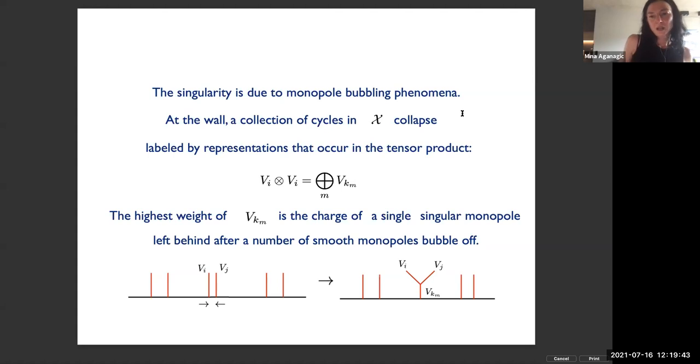So the singularities in the monopole moduli space are due to the monopole bubbling phenomenon. At a wall, a collection of cycles in X collapse. One can show this explicitly, labeled by representations that occur in the tensor product. What the representations label is the charge of a single singular monopole left behind after a number of smooth monopoles bubble off. So it's a geometric meaning of this picture.